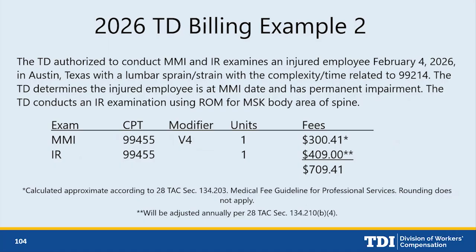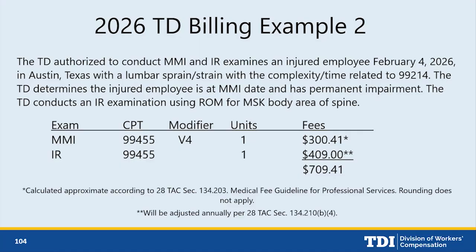In this example, the treating doctor is going to determine that they are at maximum medical improvement, they have permanent impairment, and the authorized certified treating doctor conducts that impairment rating. So they're certified, they are authorized to conduct that impairment rating. They're going to use the range of motion model for that musculoskeletal body area, let's say, the spine. They're going to bill 99455 using that V4 modifier.